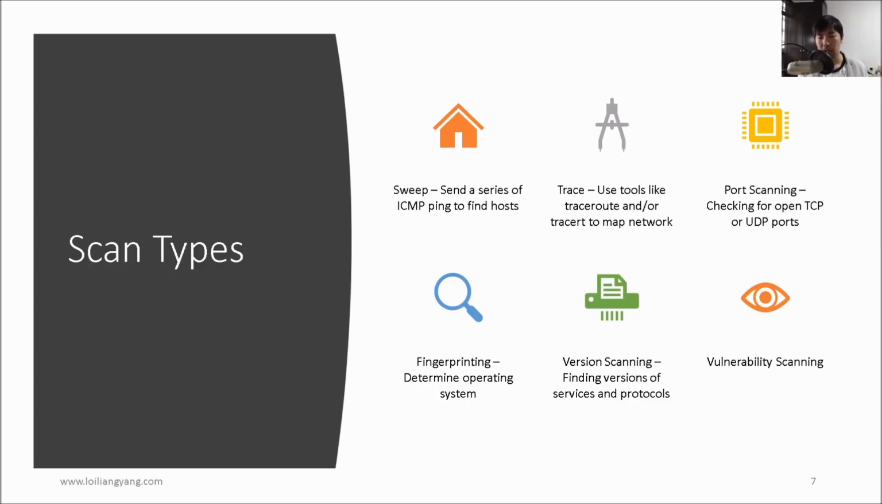And we have version scanning. Version scanning helps us find out all the services and protocols that are used inside a system. And of course, we will have a demonstration of how we could find out all of these scan types later on.